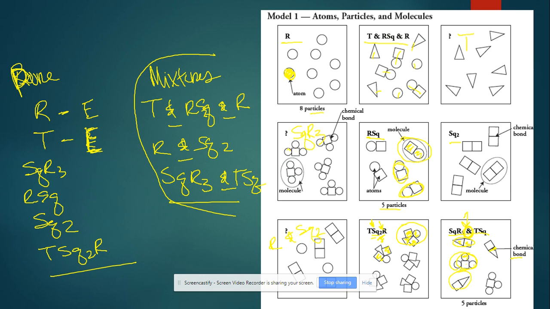SQR3, we have rounds and squares. So now I have a compound. I have two different kinds of atoms chemically bonded to each other. Same thing for this one. I have a compound. SQ2, you're like, oh, look, there's some chemical bonds. It must be a compound. It's in fact an element because we have all the same kind of atom. They're all squares. So this is an element. And then this one, our T, SQ2R, of course, is going to be a compound.